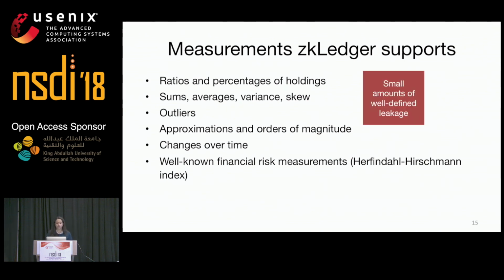zkLedger does permit a small amount of well-defined leakage. For example, computing the average leaks the total transaction value and the number of transactions for a bank. In this talk, I'm only really going to describe how we do sums, but you can see our paper to see how we achieve all of these other measurements as well.